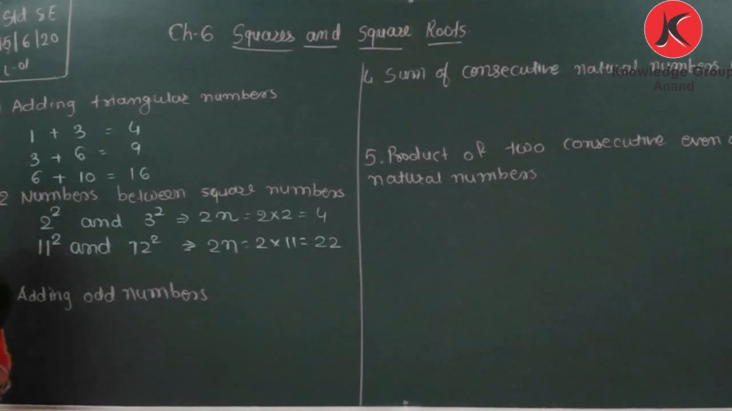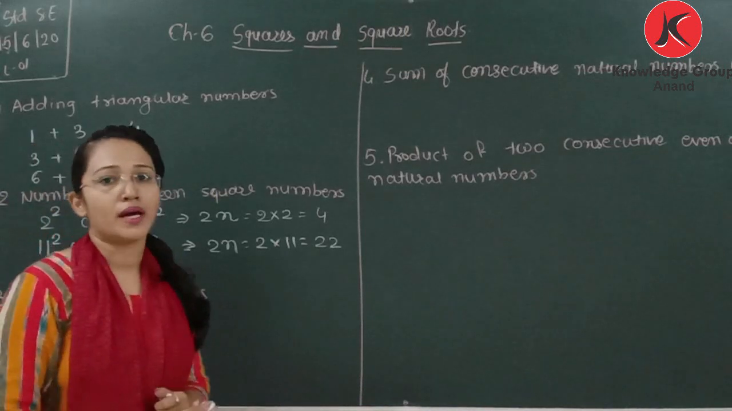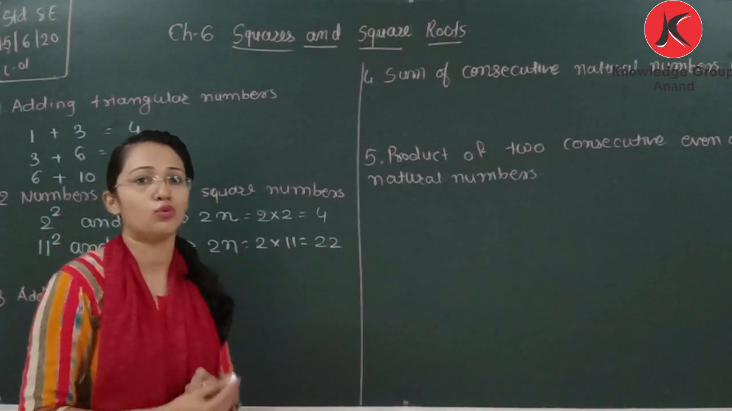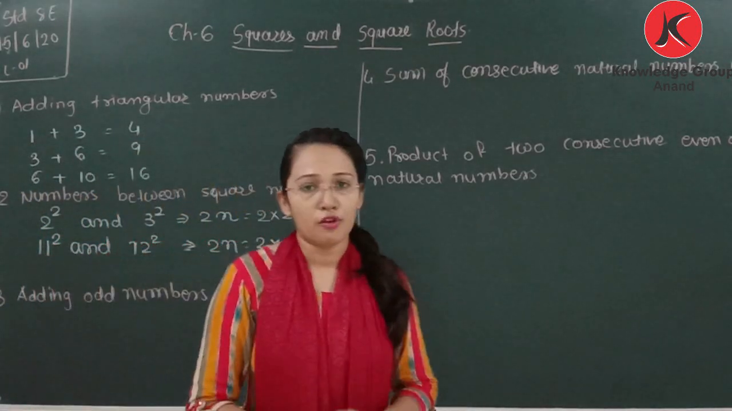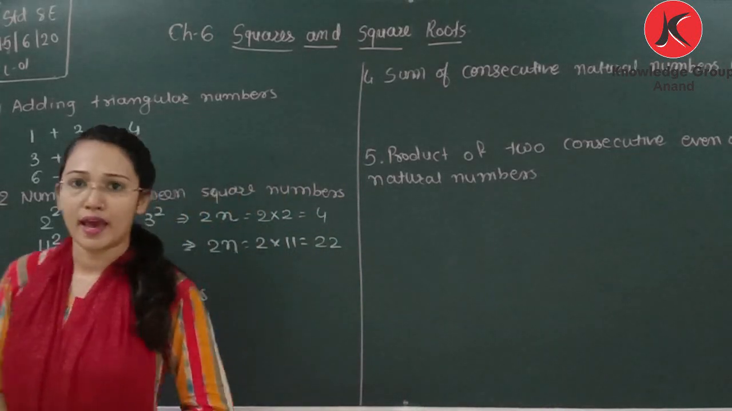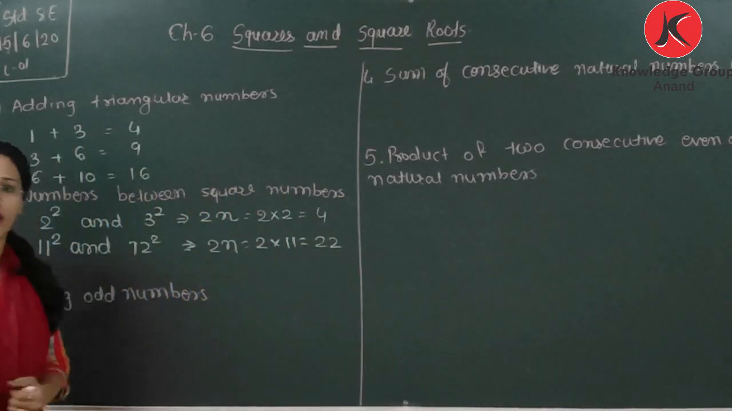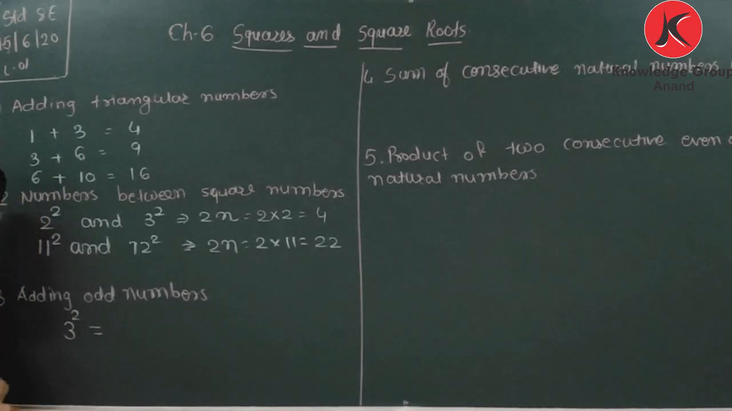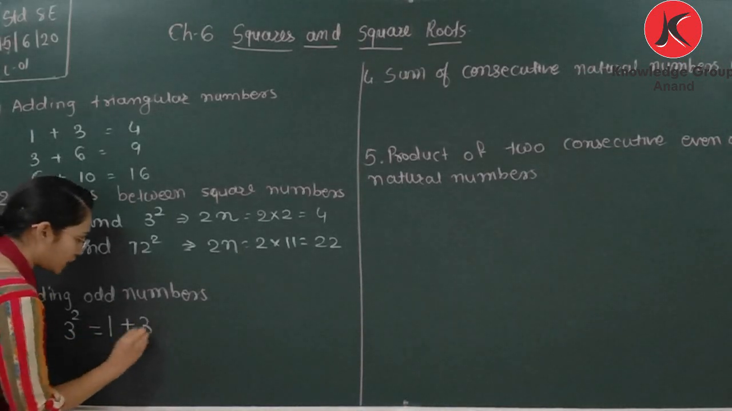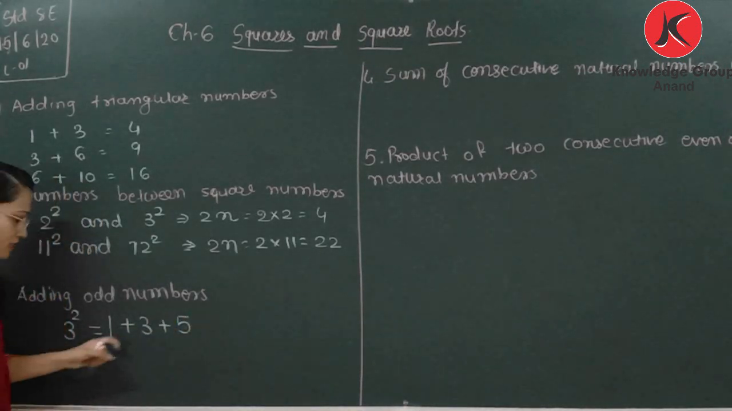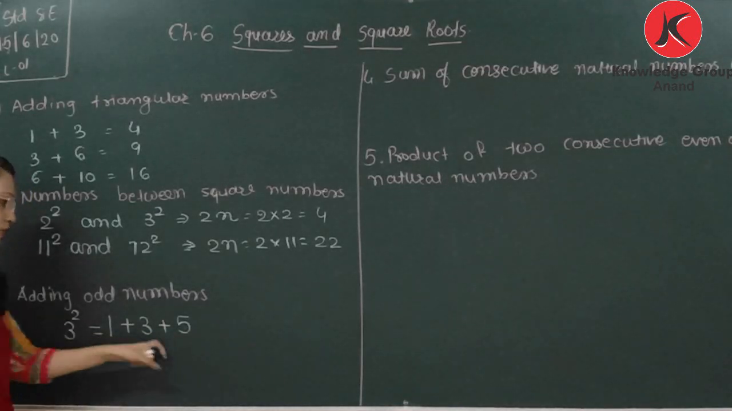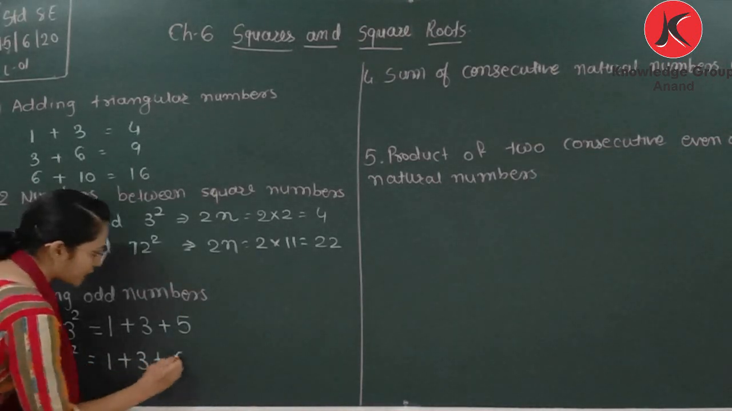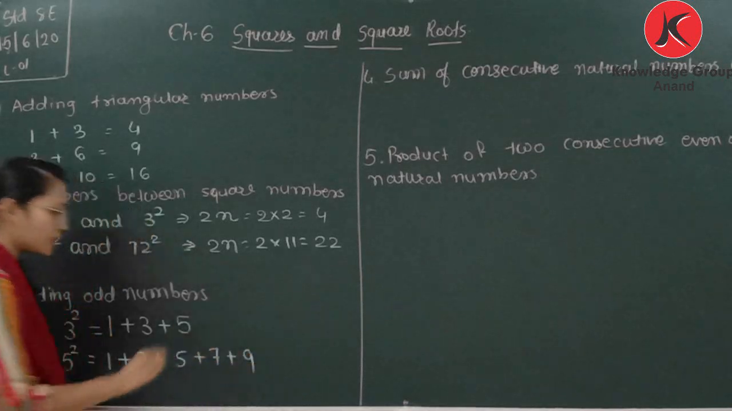Then we learned adding odd numbers. Every square number can be represented as a sum of successive odd numbers starting with 1. Every perfect square number can be represented as the sum of successive odd numbers starting from 1. For example, we need to find 3 square. So we can write 1 plus 3 plus 5. These are the successive odd numbers. Here for 3 square, you need to write 3 odd numbers. If it is 5 square, then you can write 1 plus 3 plus 5 plus 7 plus 9.